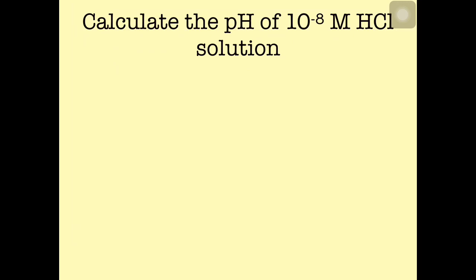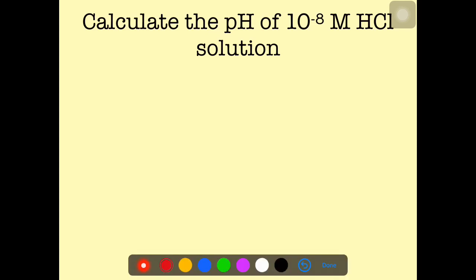Now, what will be the pH of a 10 to minus 8 molar HCl solution? Will it be 8? No, it cannot be 8, because a pH of 8 would mean that the solution is alkaline in nature. An HCl solution cannot be alkaline in nature. So, for such dilute solutions, 10 to minus 8 molar concentration is very dilute, and for such very dilute solutions, we will need to take into account the concentration of H plus ions coming from the dissociation of water.